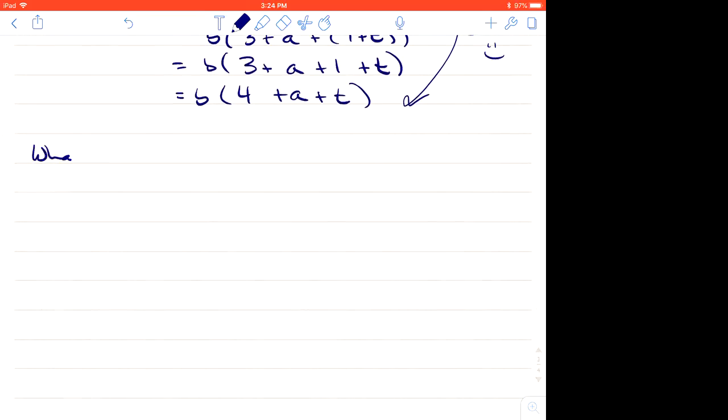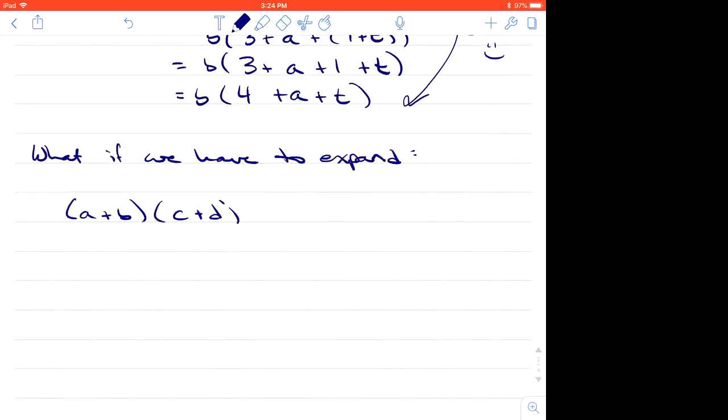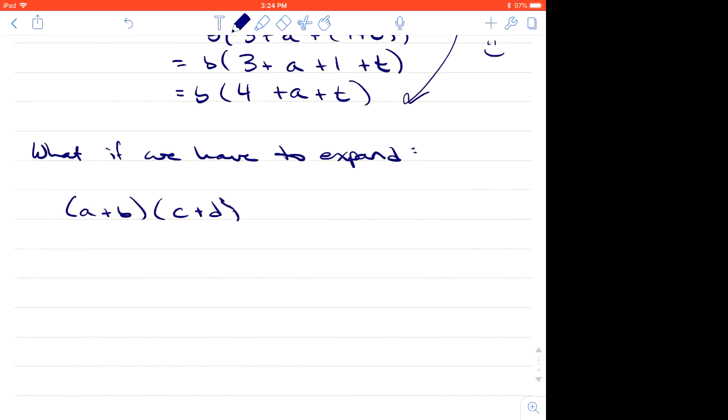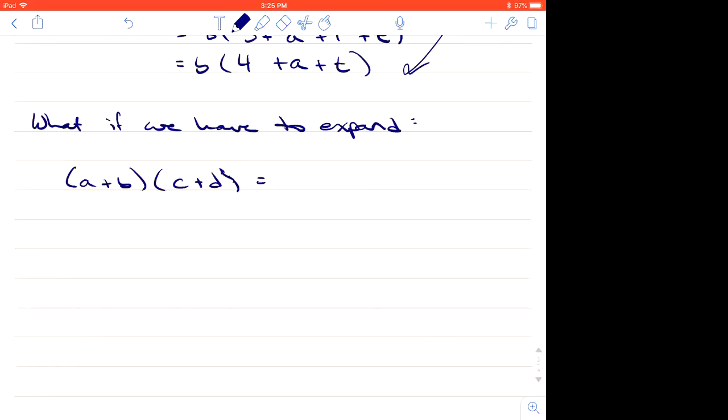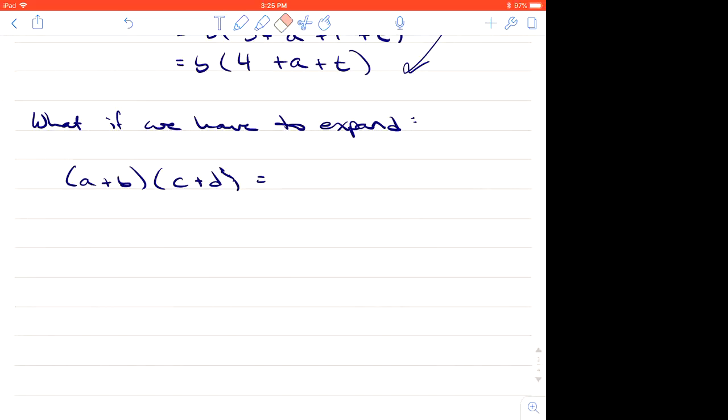So what if we have to expand something like a plus b times c plus d? Well, we have two options. First one would be to treat either of these terms, the a plus b term or the c plus d term, as one thing. So our first option might be to treat the a plus b as one thing, or one, I guess, variable. So that means that you would have something like a plus b times c plus a plus b again times d.